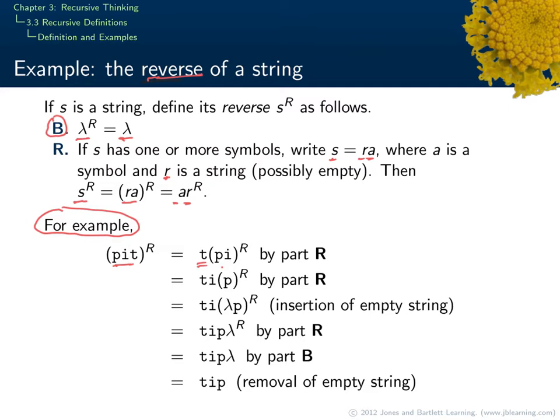Well, according to the recursion again, remember PI ends with I, so we bring the I out in front of the string PI and then take the reverse of P. So P we can write as lambda P. So we take the P out in front again using the recursion, and then we just have lambda, the reverse of lambda. But the reverse of lambda is just itself, and lambda is the empty string, so we just remove it. And so we get what we would recognize as the reverse of the string PIT.